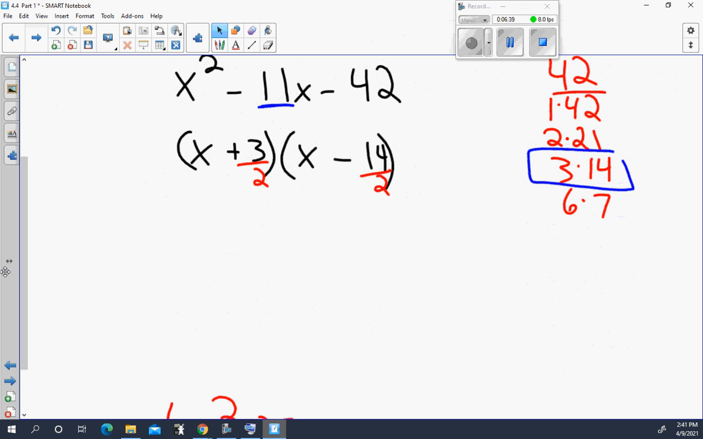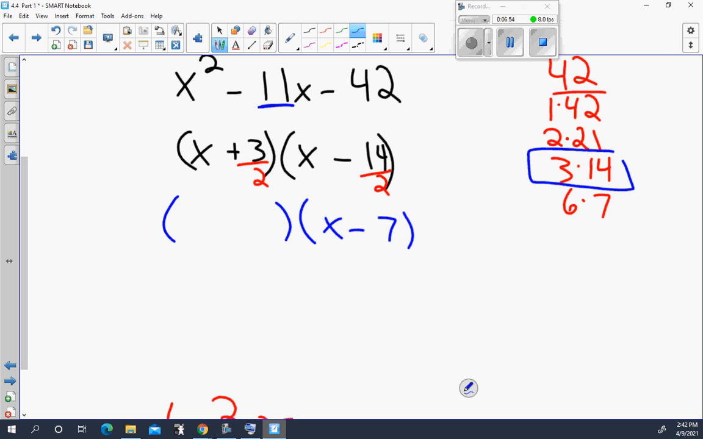Okay. If we can divide the number, like we can right here in our final answer, over here we have x minus 7. That's perfect. Leave it. But here, 3 over 2, we cannot divide 3 over 2. So we're going to slide it up, or bottoms up, to that front part. So we have 2x plus 3.